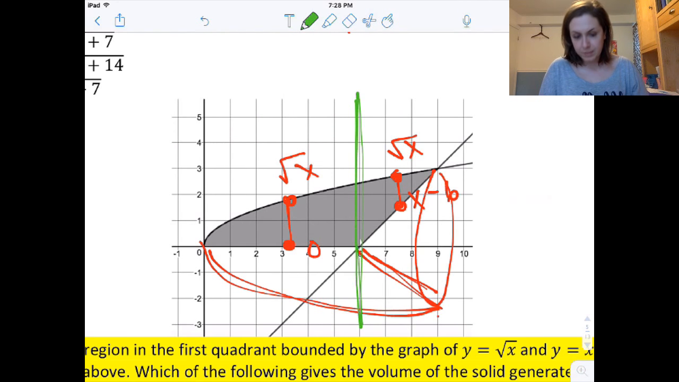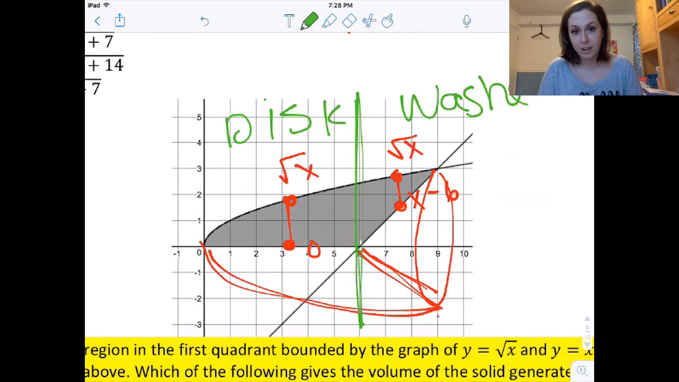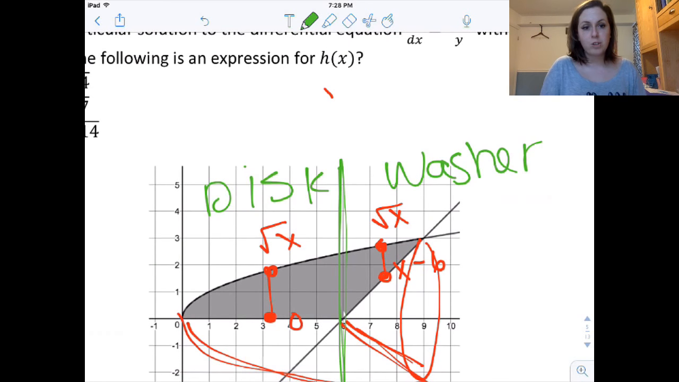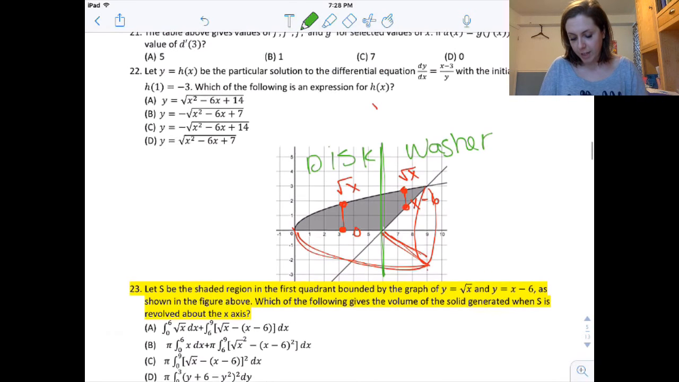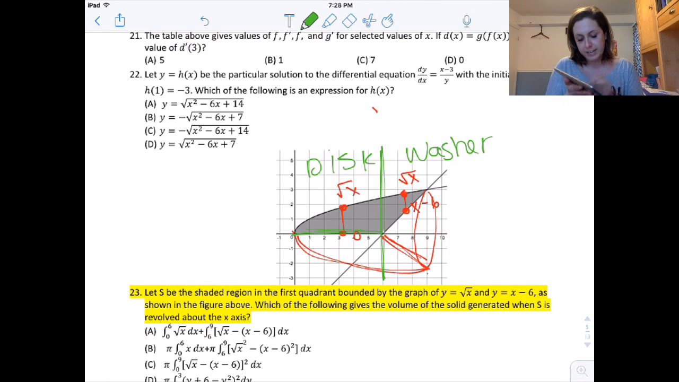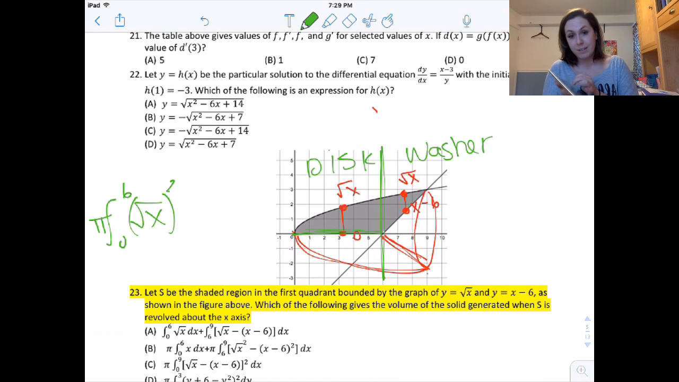Here, it's a disc. And here, it's a washer. I know that you cannot see that. So you really need to look at this as two separate things, only because what's on the bottom switches, right? So I would need to do the integral from 0 to 6 for this. That's the integral from 0 to 6 of pi times my radius squared. My radius is just the square root x minus 0 there. That's the integral for the first part.